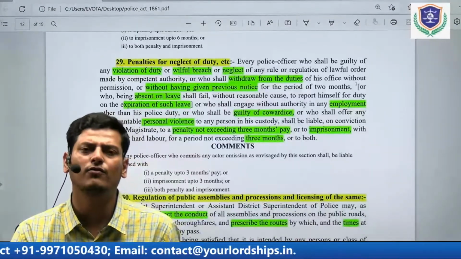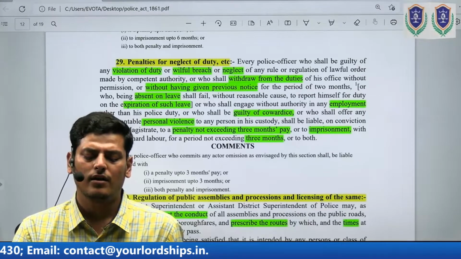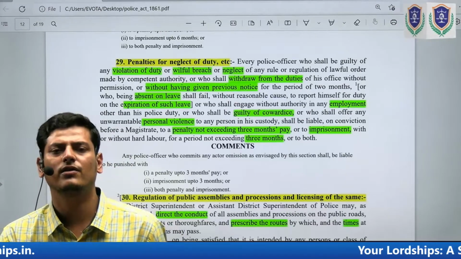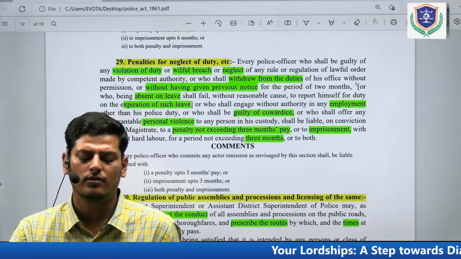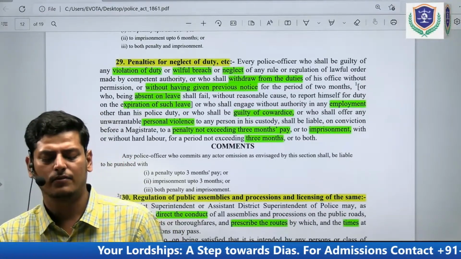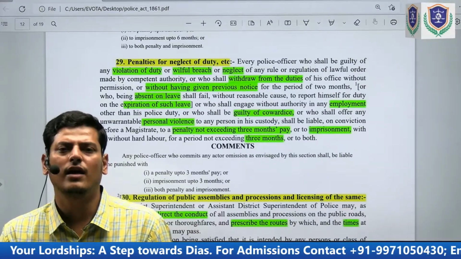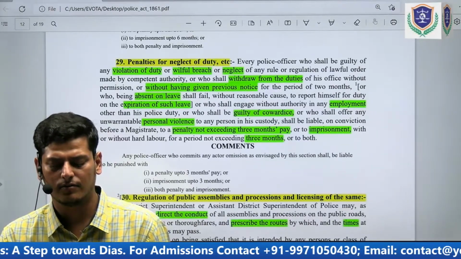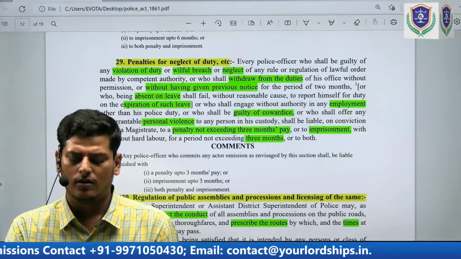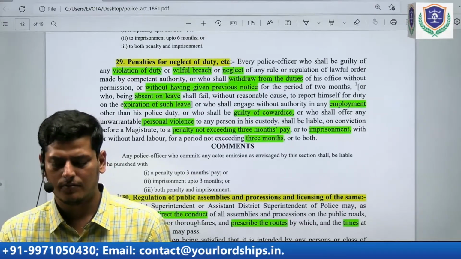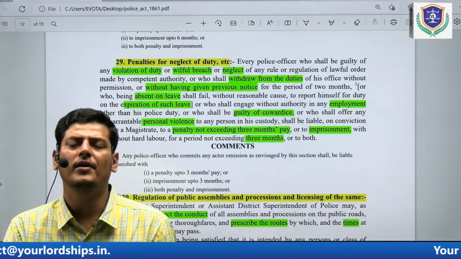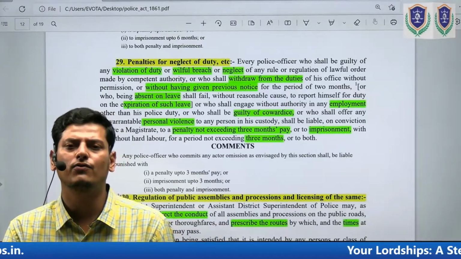Then penalty for neglect of duty. So here we see any violation of duty, willful breach, neglect, withdrawal from the duty without any leave, without notice of 2 months as it is required, or any breach of duty that has been mentioned under section 23. Or he is engaged in any employment in violating section 10. He is guilty of cowardly attitude. He has committed any personal violence upon the person which was there in his custody.